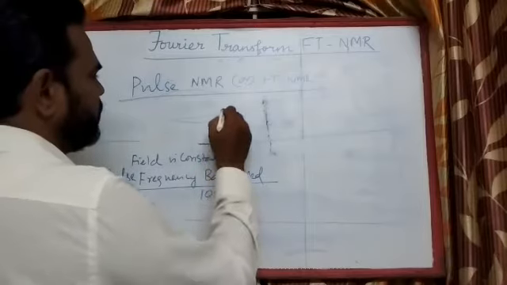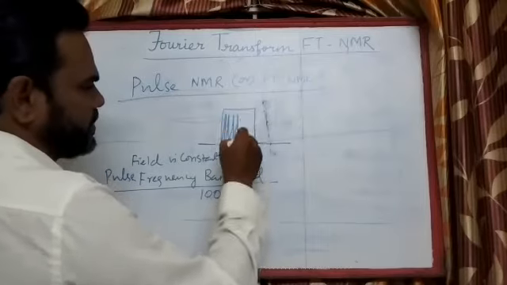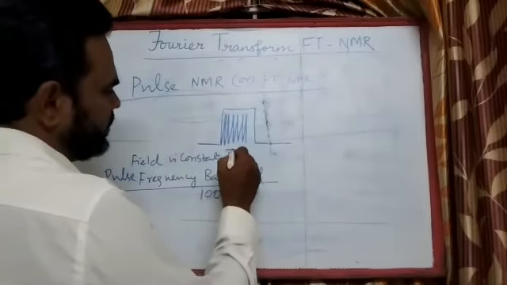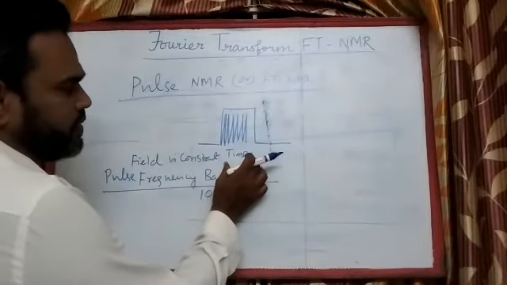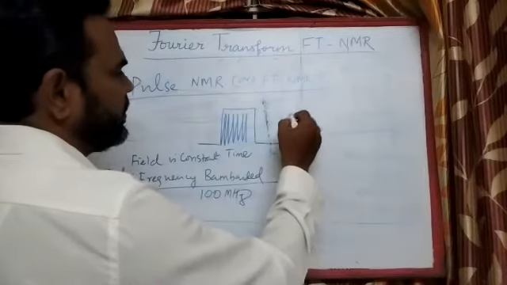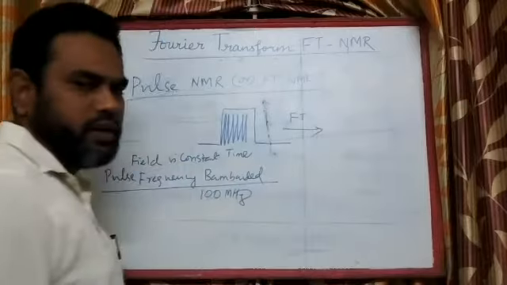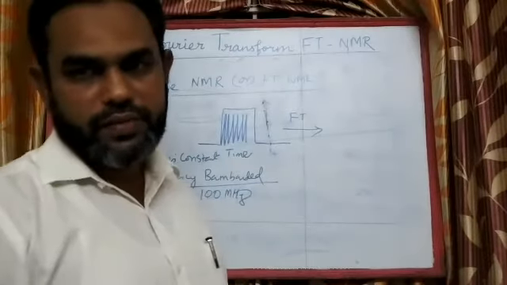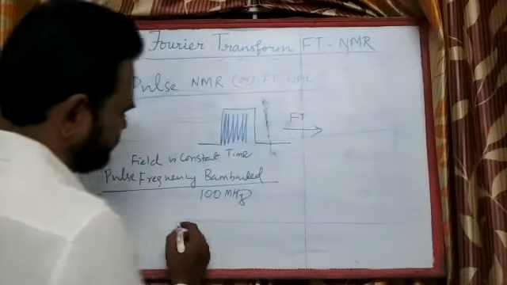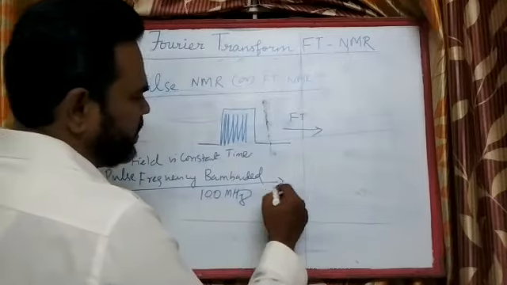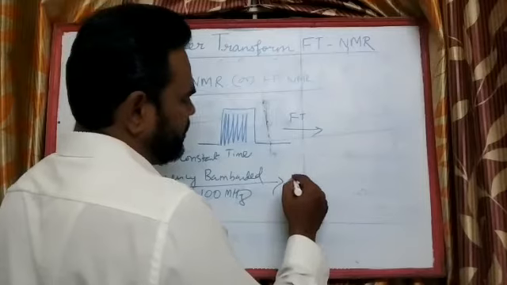Say, for example, this is the pulse, a very high frequency pulse, applied in a very short period of time. When this is bombarded, all the protons, methylene protons, methyl protons, and hydroxyl proton in the case of ethyl alcohol, resonate at a time. When it is bombarded, it changes the population state.